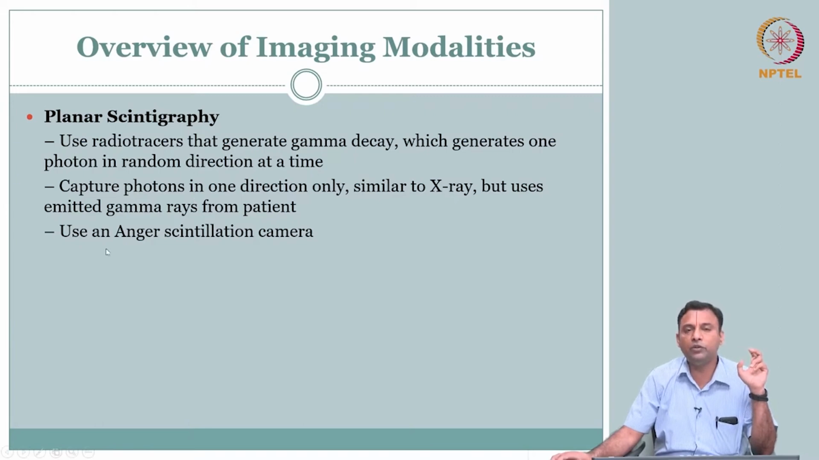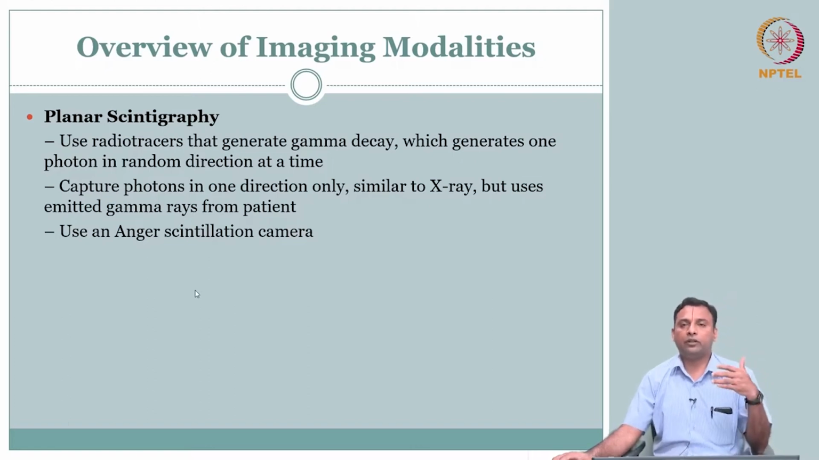For this we will use what is called the Anger scintillation camera. In fact, this has been there from the beginning of nuclear medicine. So this camera is an important part of enabling planar scintigraphy. Planar scintigraphy is analogous to your projection radiography.